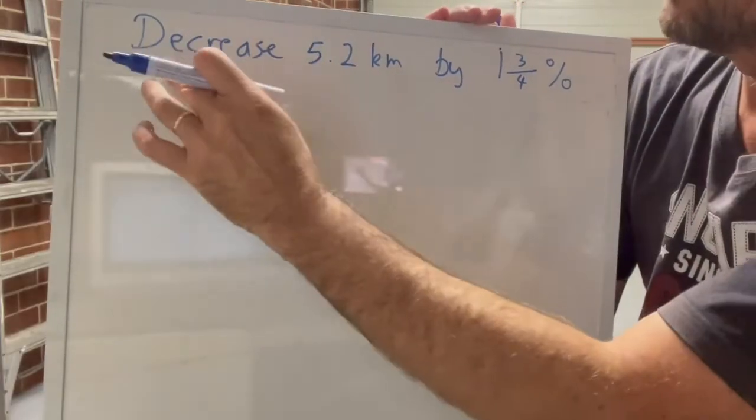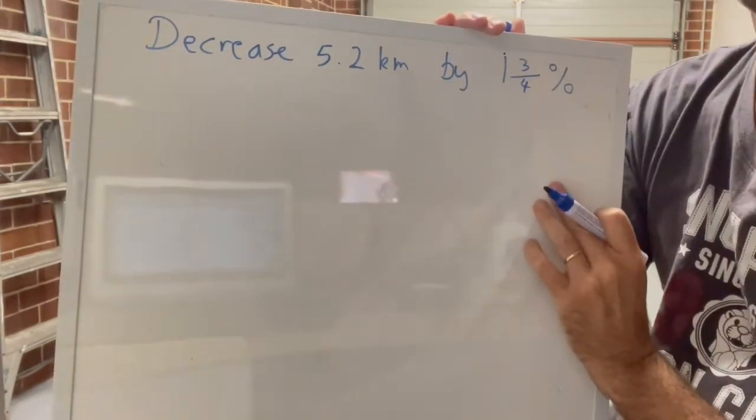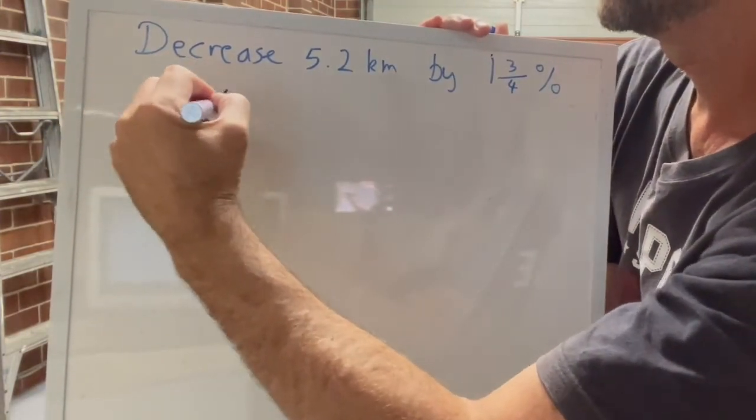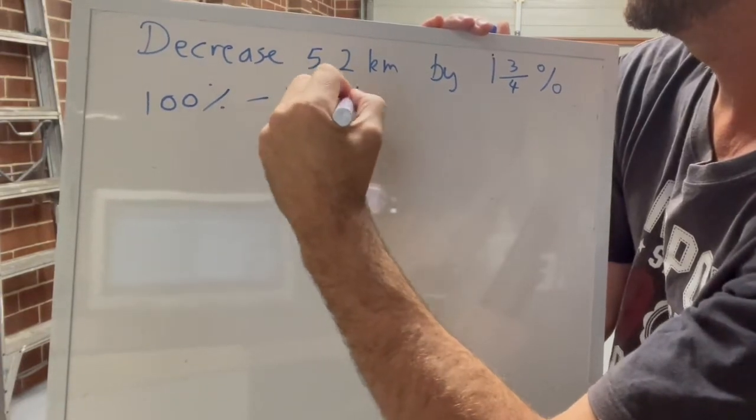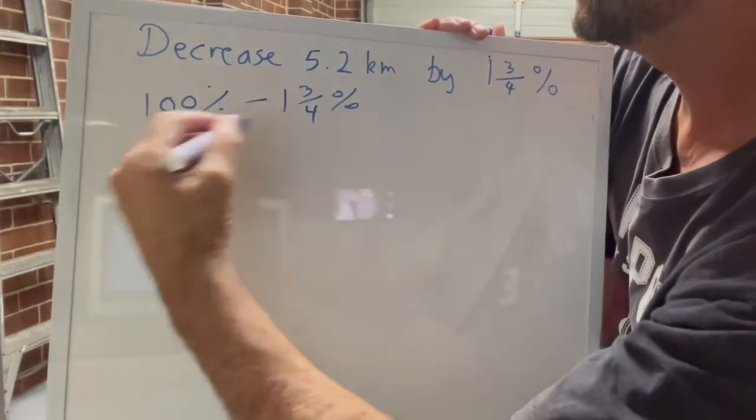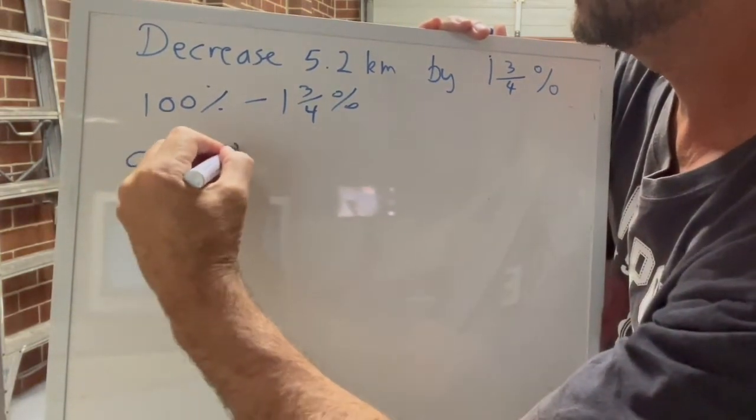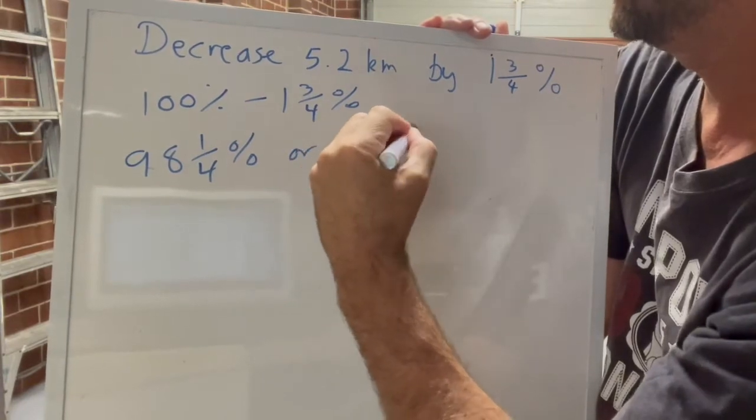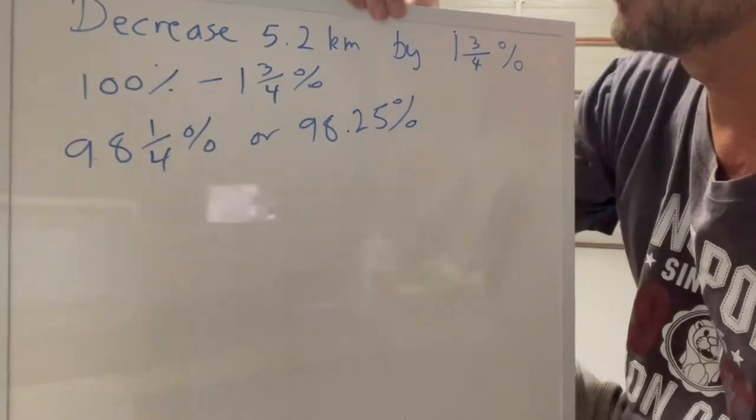Okay, so let's look now. We're looking at a decrease of 5.2 kilometers by 1 3/4%. So again, we've got that 100%. I'm going to take away the 1 3/4%. Okay, so that's going to leave us 98 1/4%, or 98.25%.